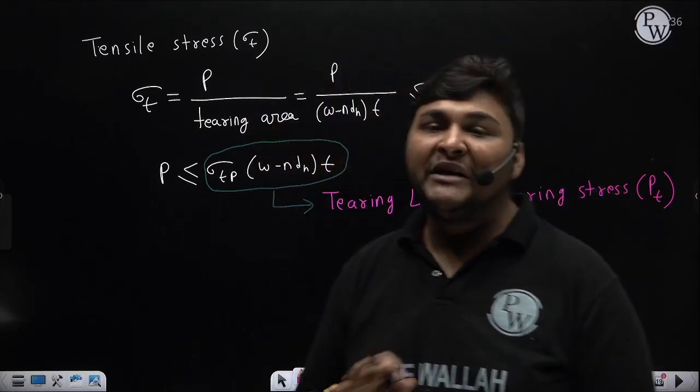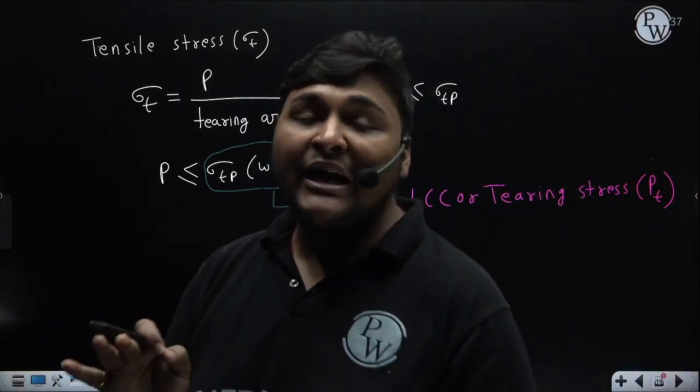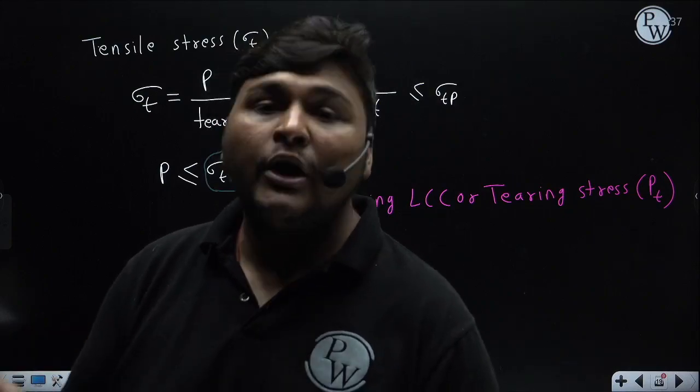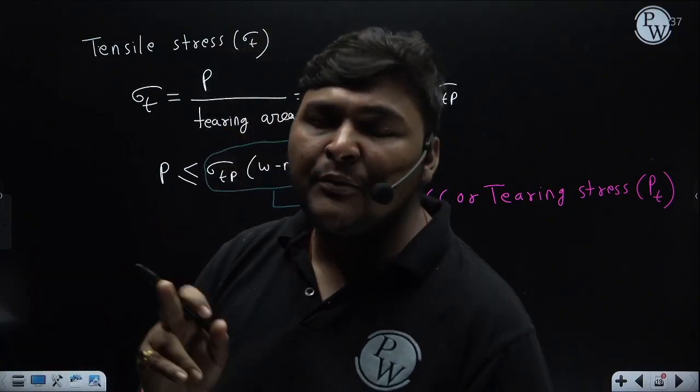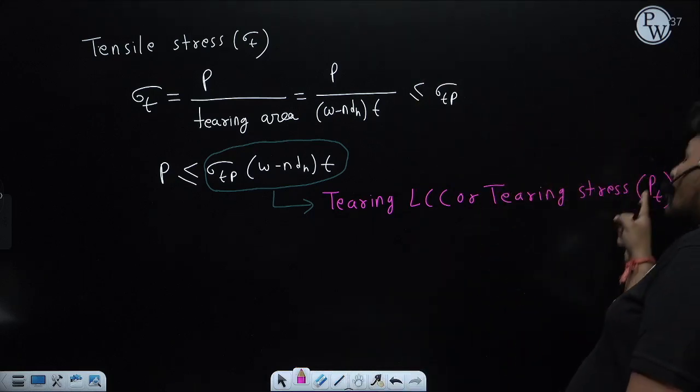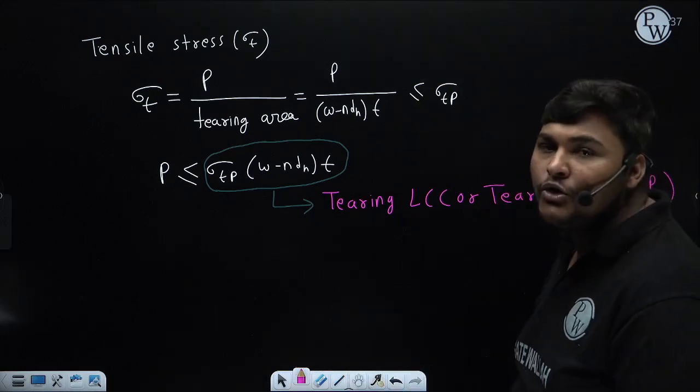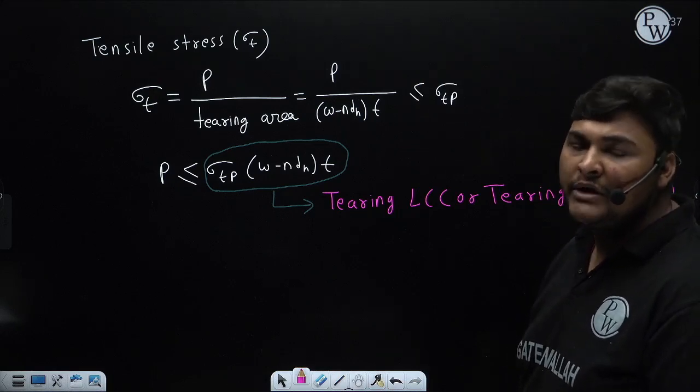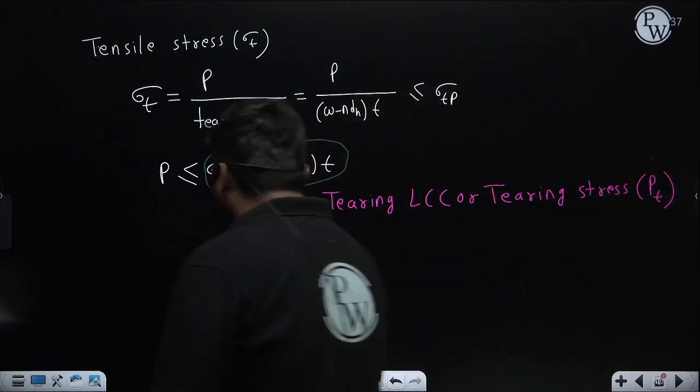What is PT? PT is not the actual load. PT is the load carrying capacity to avoid tearing failure. It means if we want no tearing failure to occur, we need to ensure the actual P is either equal to PT or less than PT. So this PT is known as the tearing load carrying capacity.